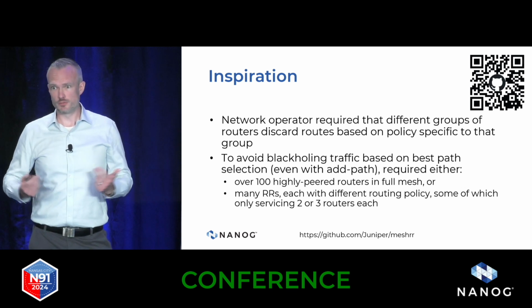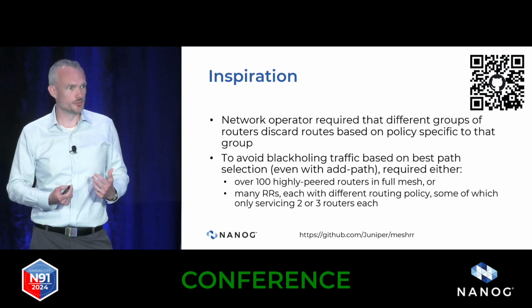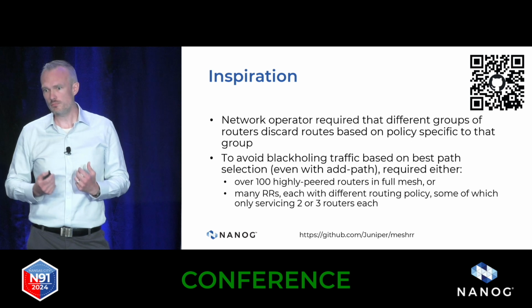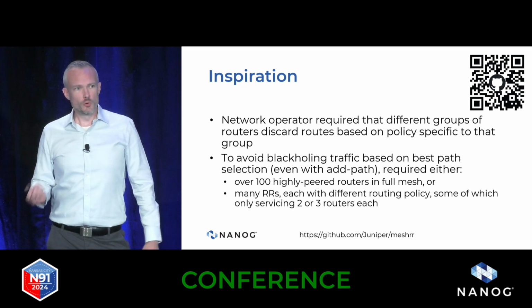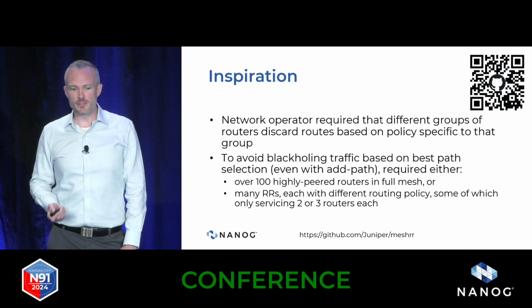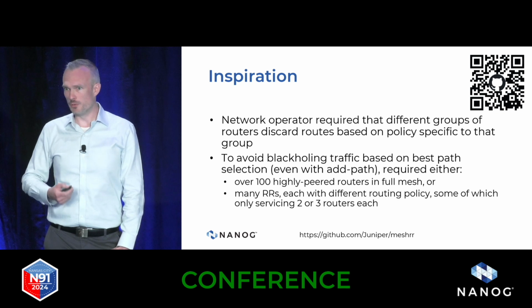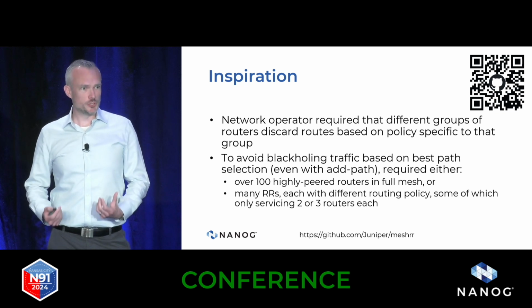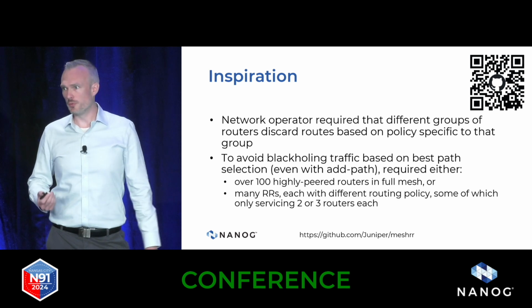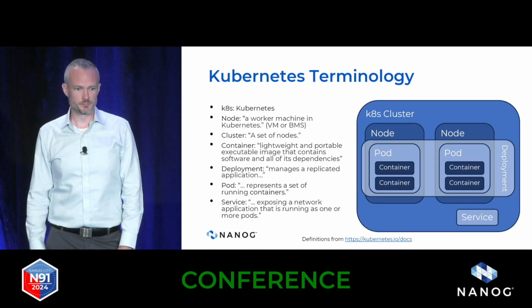So in order to avoid this possibility of black holing traffic, we needed to do one of two things. One was simply full mesh all of these BGP routers across the globe, which obviously has some scaling challenges. Or we needed to have many route reflectors, each with different routing policy. And in some cases, these route reflectors might only serve one or two or three routers. Not really an efficient use of resources from a physical or economics perspective, and difficult to manage.